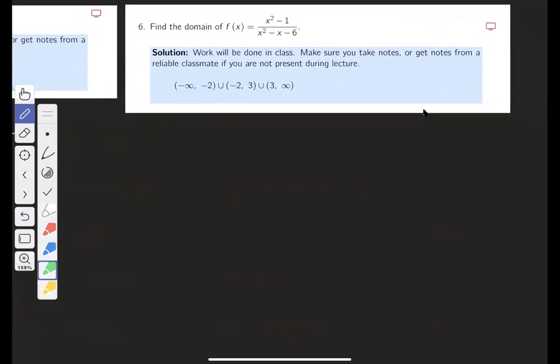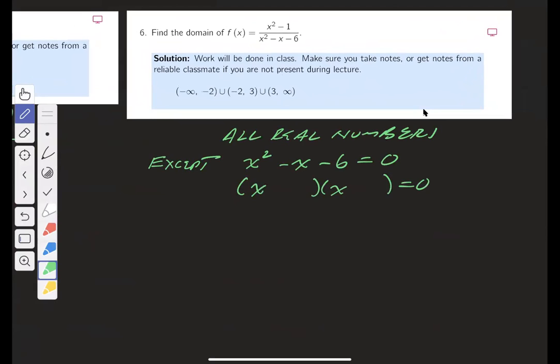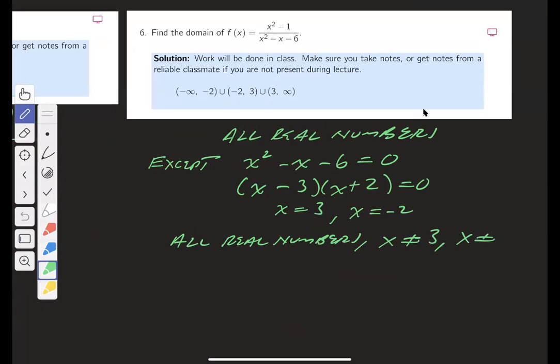What's number 6? Find the domain. Well, again, I'm going to write down all real numbers. However, there are some troublesome numbers. And the troublesome numbers is when the bottom becomes 0. So I'm going to say except this. All right, well, let's solve with this one. X and X. I'm going to say, let's see, you get 3 and 2, right? Let's see, minus 3 plus 2. Let's just check it. I get x squared. 2 minus 3 is minus 1x, and you do get minus 6. So what are the troublesome numbers? 3, and the other troublesome number is going to be minus 2. So I would say all real numbers except x can't be 3 and x cannot be minus 2.